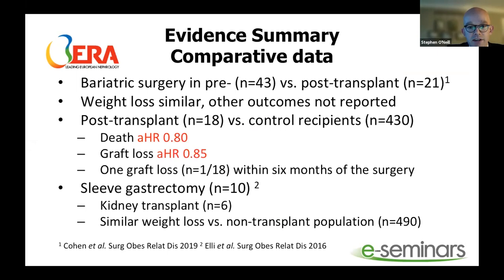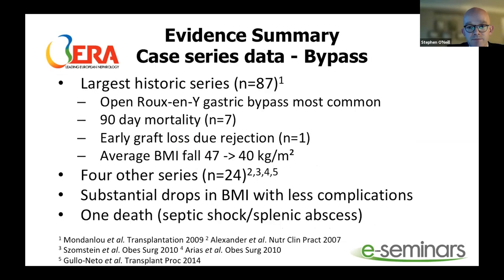In a smaller series of sleeve gastrectomy, weight loss was similar to non-transplant patients having the same procedure. The largest historic series of gastric bypass in transplant recipients, with mainly open surgery, had an average decrease in BMI from 47 to 40, but an 8% mortality rate. In four other more recent series, there was just one reported mortality across 24 patients, and again, significant weight loss.